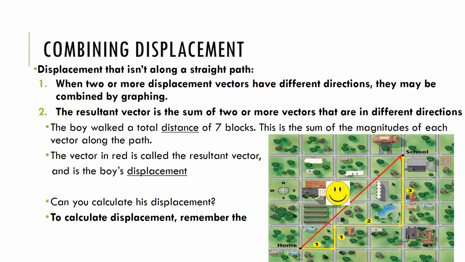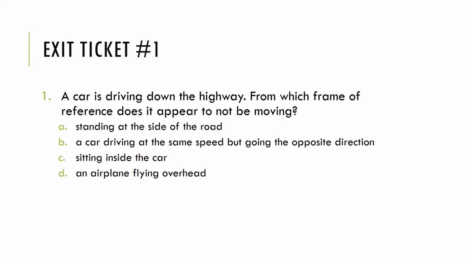So here's what happened. The boy walked a total distance of 7 blocks, and if you count the yellow blocks, that's how we get to 7. So that's his total distance. But what was his displacement? How far was he from his original starting point in a straight line? To calculate displacement, you use the Pythagorean theorem. So this will be number 8 on your notes. You're going to write down this Pythagorean theorem, and we are going to practice this more, so don't be worried. It's super easy. But there you go. a squared plus b squared equals c squared. So you use the sides of the triangle, and you can come up with the displacement.